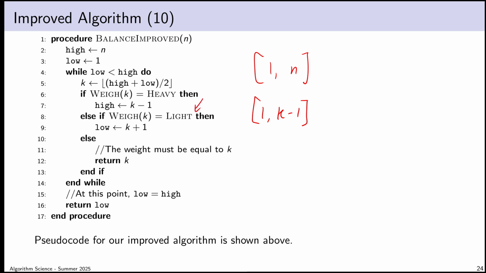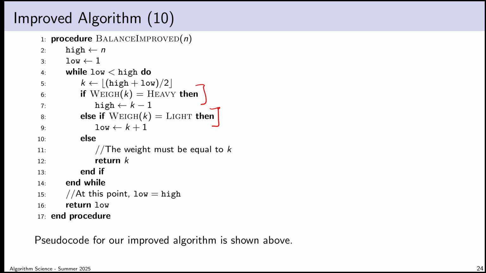Similarly, if I weigh k and it comes back being too light, then I can assume that everything up to and including k is ruled out, and so my range now starts at k plus 1. One quick note. Here, notice how it says try weighing k and see if it's too heavy, and then else, weigh it again and see if it's too light.